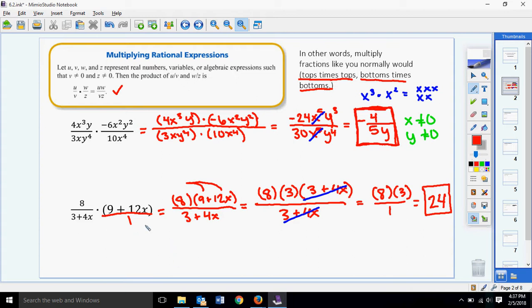So at first it may look like you want to distribute your 8. However, remember it's easier if we can match up things in the numerator and the denominator that cancel out.